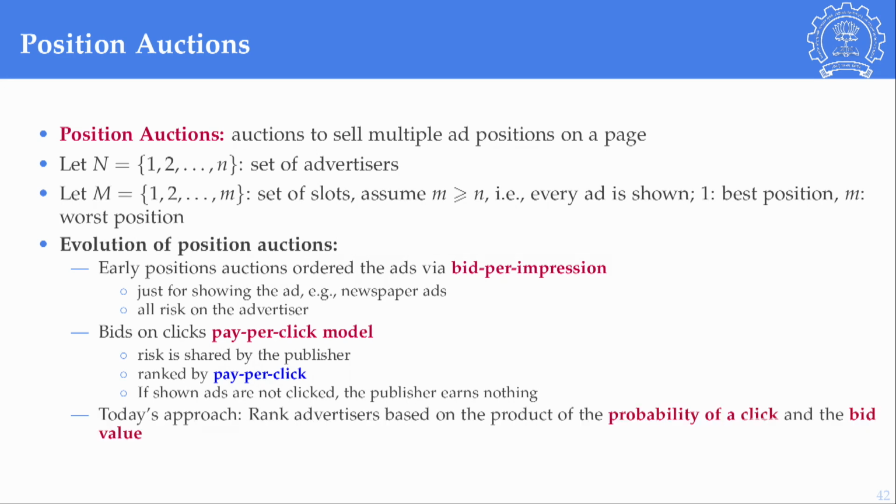Today's approach is like this: advertisers are ranked based on the product of the probability of getting a click and the bid value. So, it is not just based on how much they have bid, as in the auction that we have seen. There is also a certain thing called the probability of a click, which we will call the click through rate. We will define that very soon. It is a product of these two things. In fact, it is the expected revenue that you can earn if your ad is clicked, and based on that it will rank it.